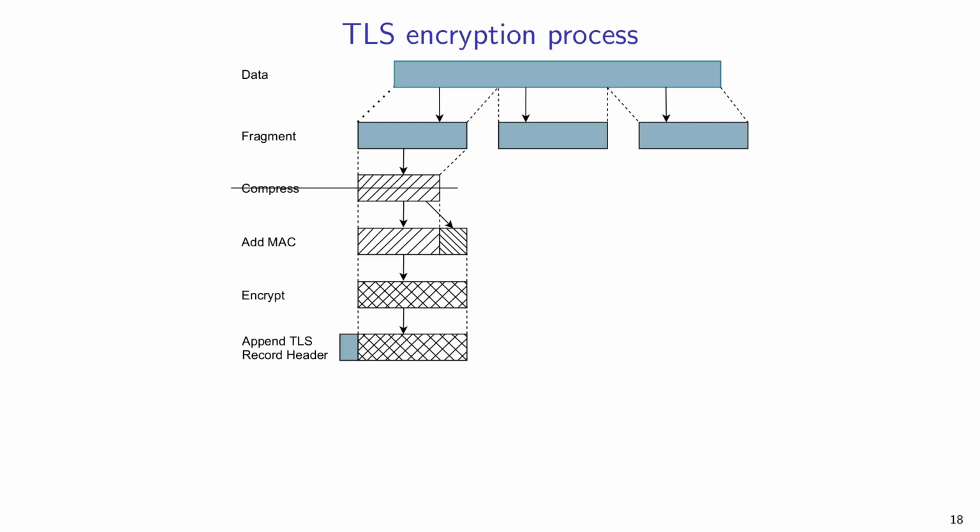After the data is encrypted, we prepend the 5-byte TLS record header and send the encrypted data to the recipient. That's it. The recipient would decrypt it in the opposite order, finally reassembling the fragments to recover the original data that was encrypted. Very good.